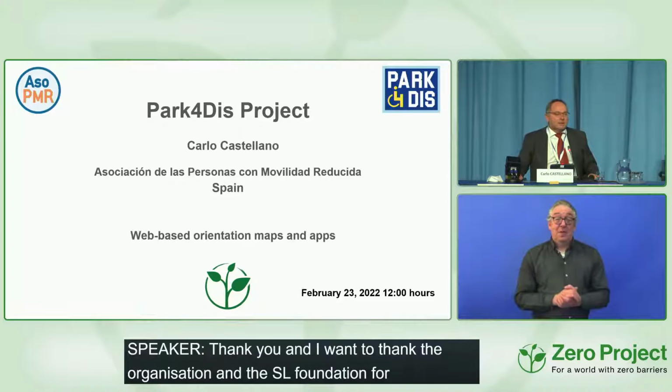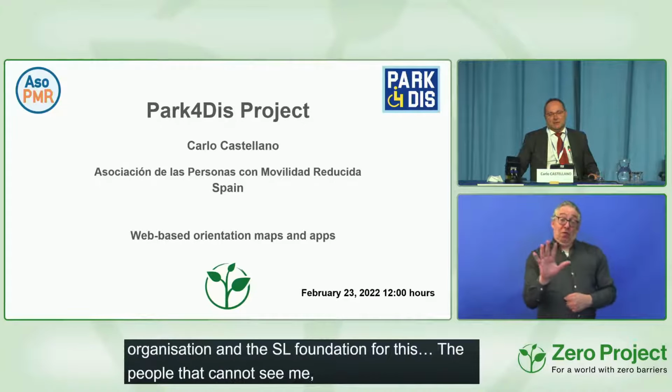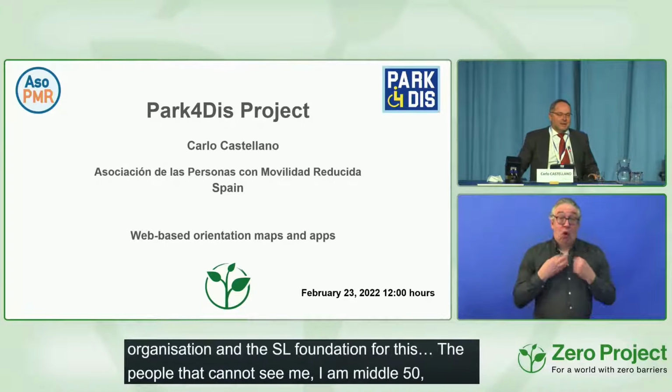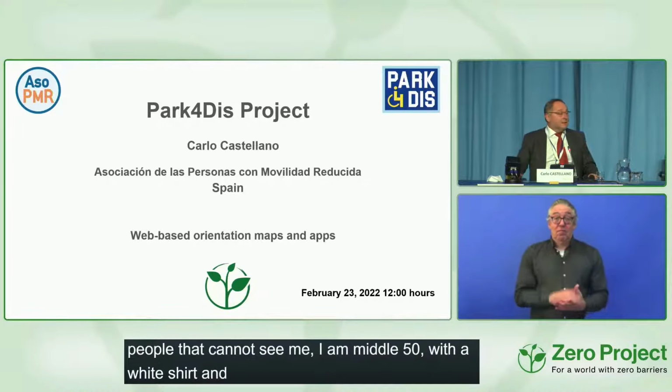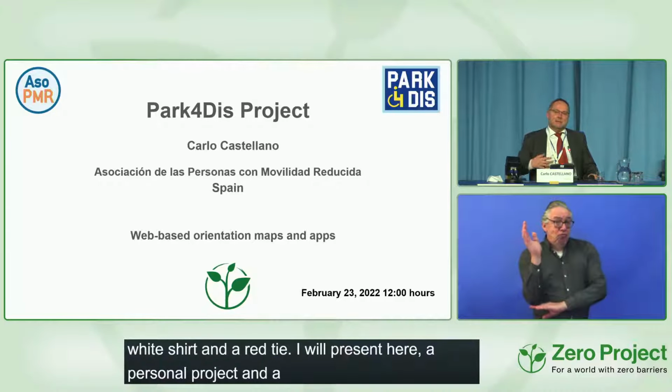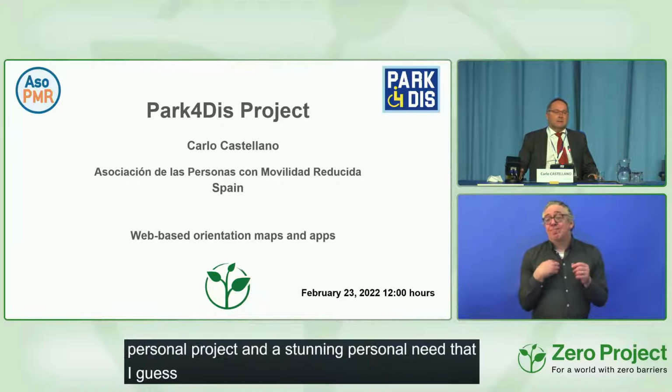For the people who cannot see me, I'm in my middle 50s with a white shirt and a red tie. And I will present here a personal project based on a personal need that I guess is really important to explain how it's possible to be impaired and an entrepreneur at the same time, you know.